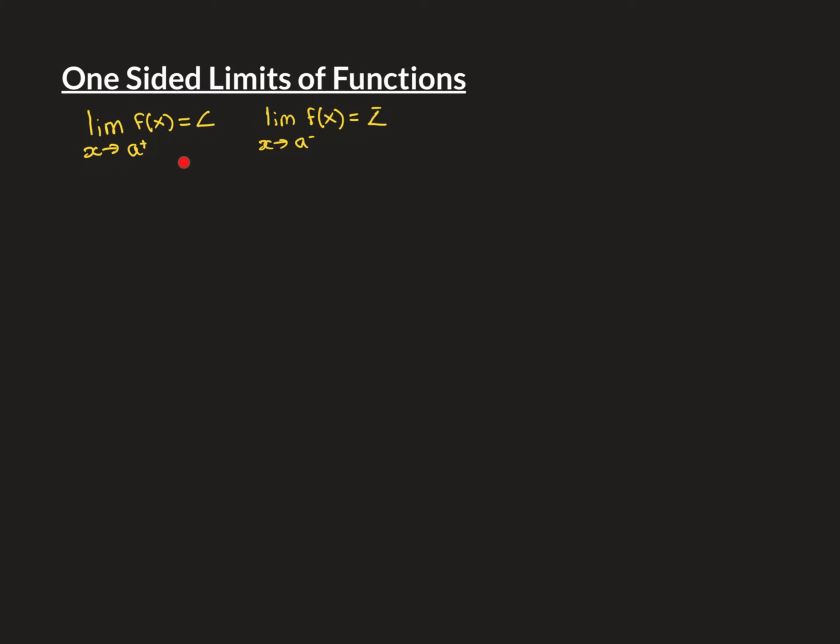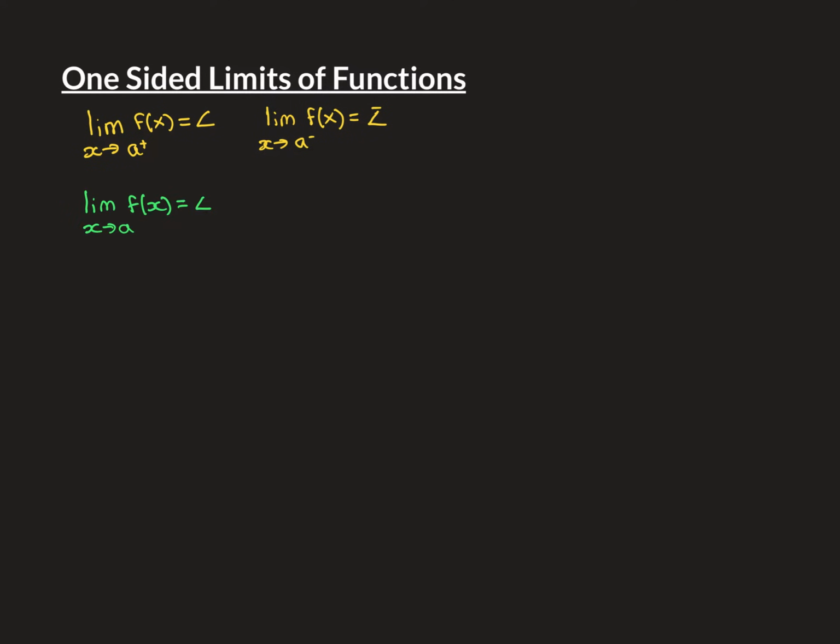So here we have the right-hand limit of the function f of x as x approaches a, and here we have the left-hand limit of the function f of x as x approaches a. And we denote this by saying x approaches a, and then if you see the plus symbol there, that means from the right-hand side, i.e. from the numbers that are bigger than a. And if you see the negative symbol there, that means from the left-hand side, so the numbers that are smaller than a.